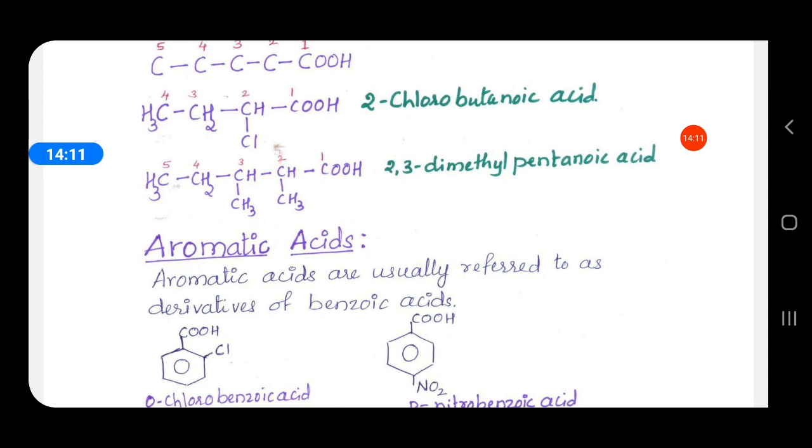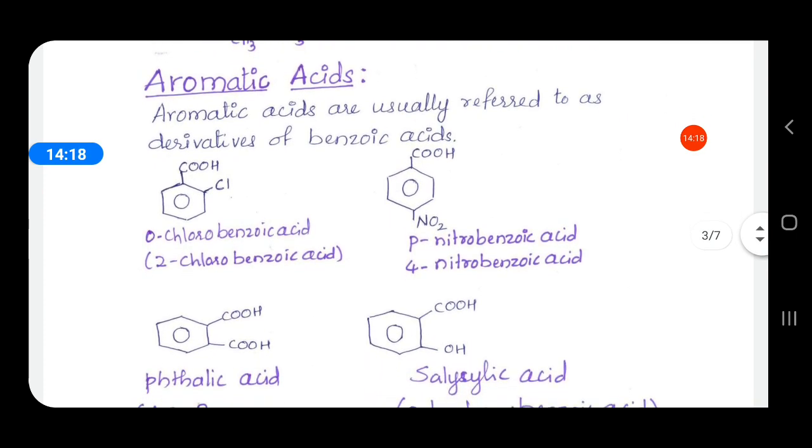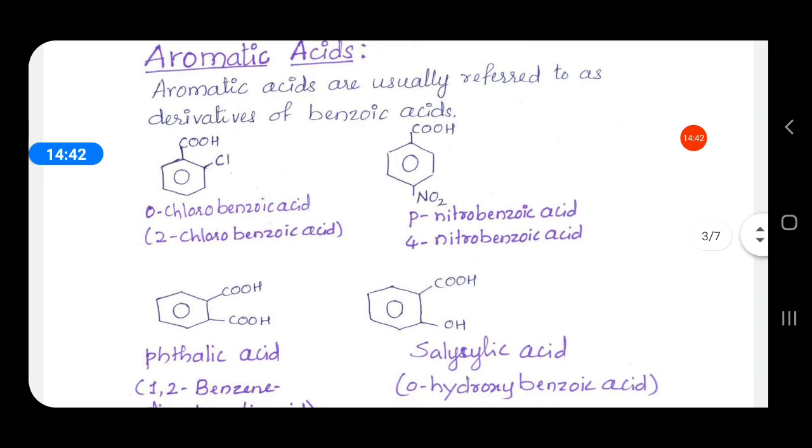So this is all about the aliphatic acids. Suppose aromatic acids are present, then how to name the aromatic acids? Here aromatic acids are usually referred to as derivatives of benzoic acid. In the aromatic acids, most of the common names are more popular than IUPAC names. So they are all called derivatives of benzoic acid. Benzene, which has a COOH group, becomes benzoic acid.